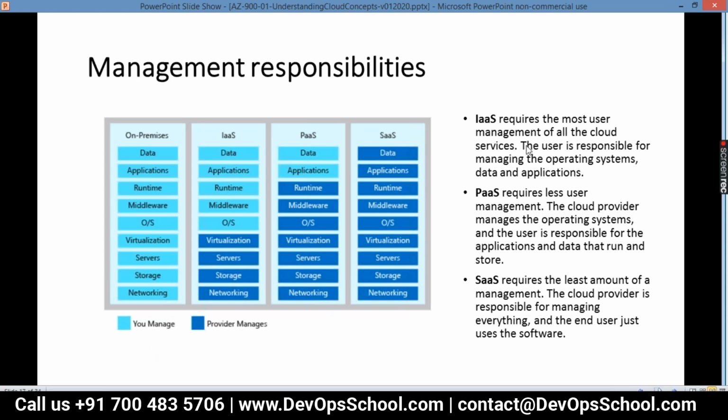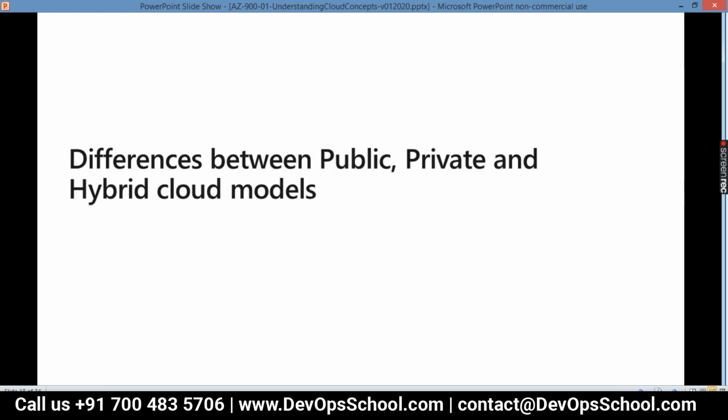Whenever we move from the basic layer to the uppermost layer, our responsibility decreases. The first layer is infrastructure, the second layer is platform, the third layer is SaaS. PaaS, as compared to infrastructure as a service, requires less management, and SaaS requires the least amount of management. I think it's clear. Yes, it's clear. Now we are going to discuss the difference between public, private, and hybrid models.